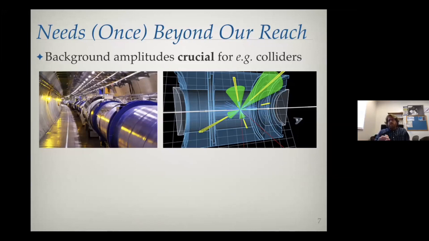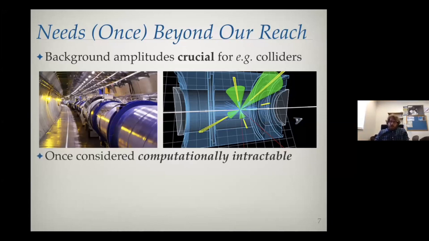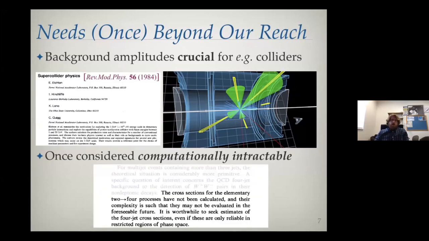Predictions like this, the probability for two particles to create 4 jets, were once literally viewed as beyond our reach. And to prove that, there was a paper in 1984 outlining the theoretical challenges to be faced by the superconducting supercollider, where they literally said the cross sections for elementary 2 to 4 processes have not been calculated, and their complexity is such that they might not be evaluated in the foreseeable future. Clearly, you need to know these background predictions to be able to discover new particles. And this theoretical challenge was a very serious one to people thinking about big modern day colliders in the 1980s.